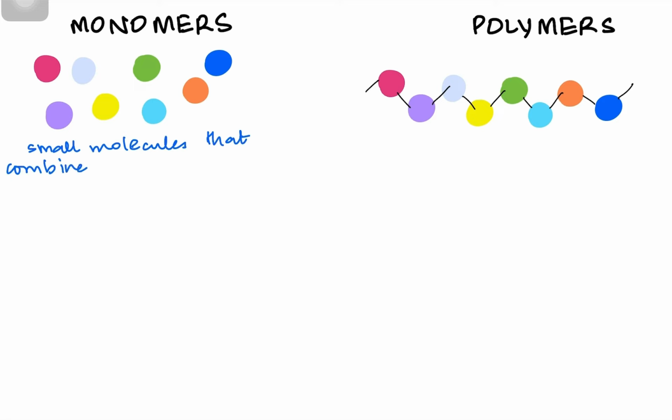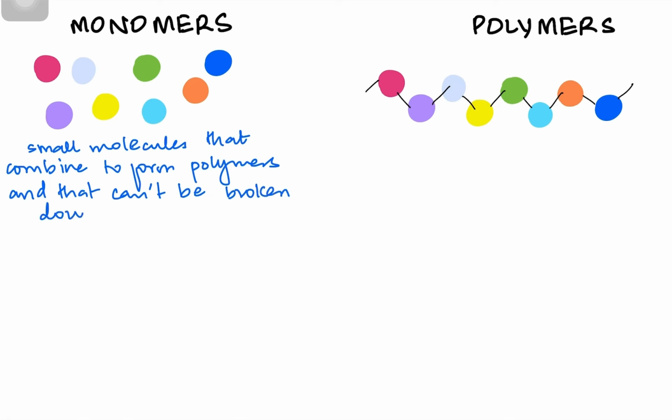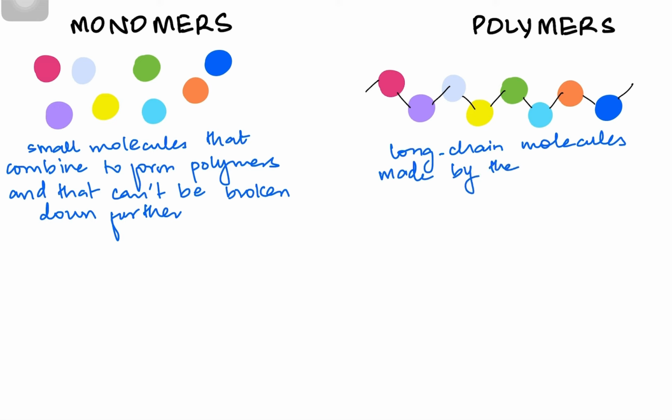Monomers are small molecules that combine to form polymers, and that can't be broken down further. You can't make a smaller, simpler molecule out of a monomer. So they can't be broken down further. When we talk about polymers, it is again a reverse definition where we say these are long chain molecules made by the repetition of monomers.